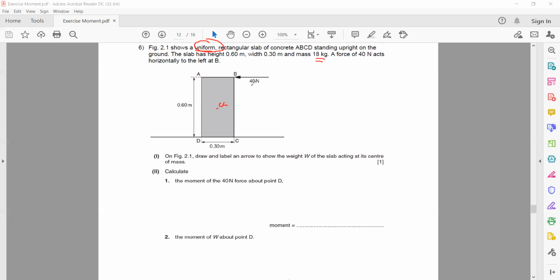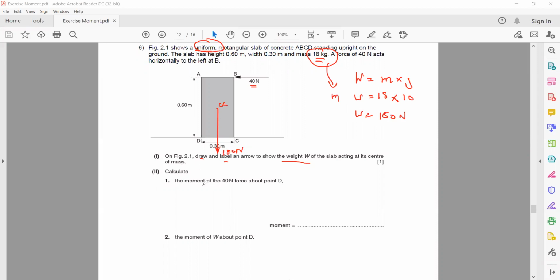A force of 40 Newton is applied. On the figure, draw and label an arrow to show the weight. So how to label an arrow? We take the center of the object and draw an arrow to show the weight. What will be the weight of this object? If the mass is 18 kg, how do we convert the mass into weight? We have the formula, weight is mass multiplied by gravity. So mass is 18 and gravity is 10, so the weight of this object will be 180 Newton.